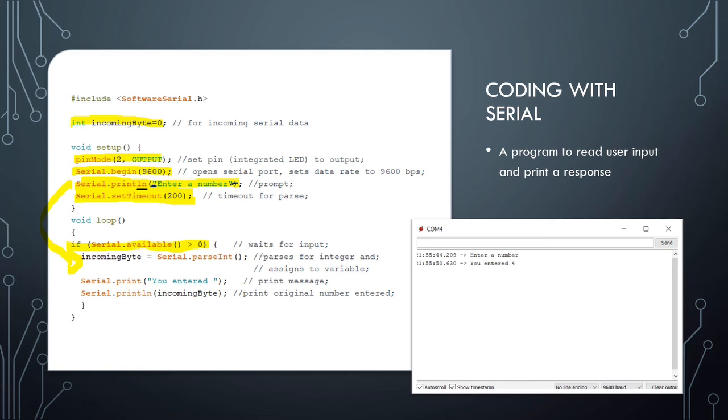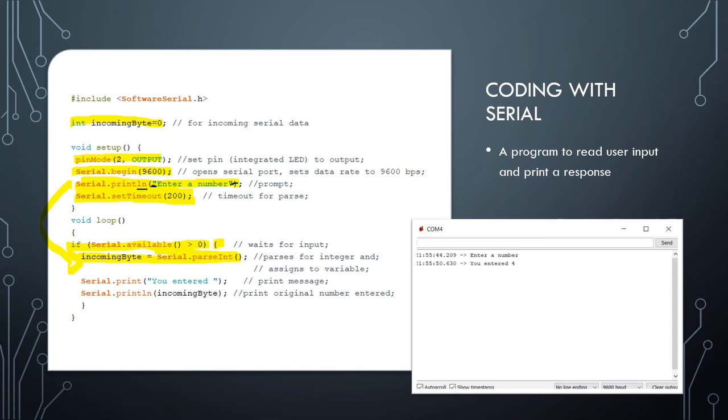So if there is an input, it will go on, it fulfills this condition, and it will continue on to what's in these brackets. It will set the incoming byte label to whatever is being input. So we're using serial parse to look for an integer, and then we're assigning it to that variable incoming byte.